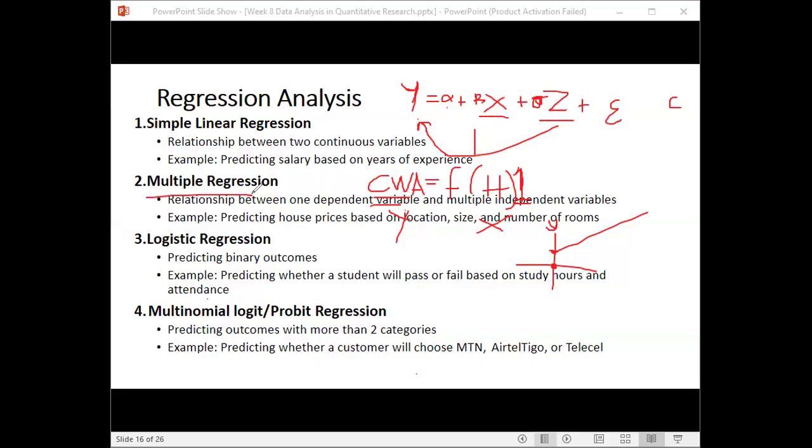So simple linear regression is just one variable. Multiple regression is talking about multiple variables. Okay, that is the meaning. Now let's look at logistic regression. Logistic regression is also a regression analysis, all right?